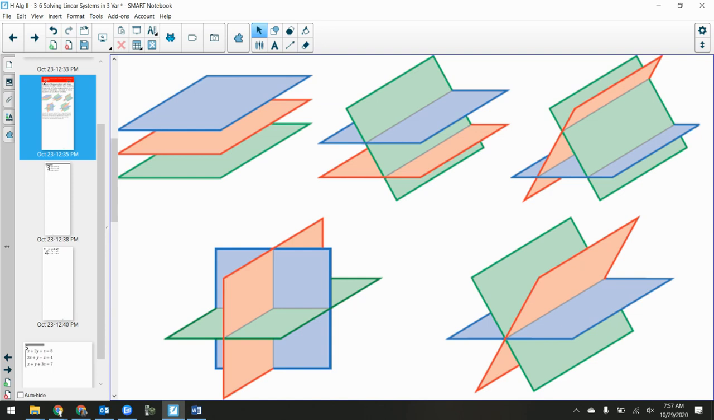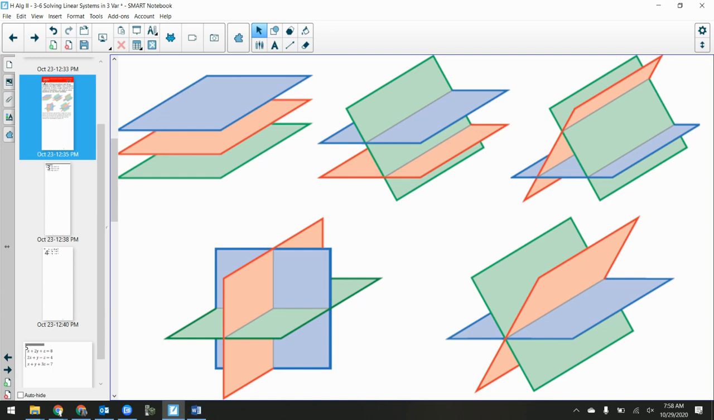Now, we can still use those terms, consistent versus inconsistent, okay? We can no longer use the terms dependent and independent because it's no longer slopes or y-intercepts. But what we can use are the terms consistent and inconsistent. Because remember, consistent means it has a solution, and inconsistent means it does not have a solution.